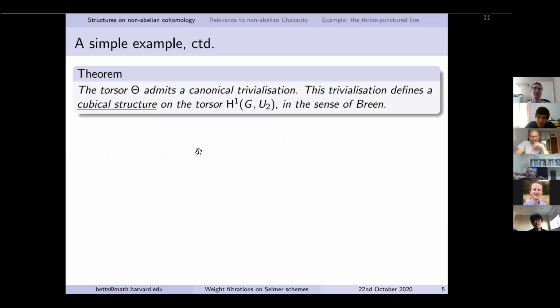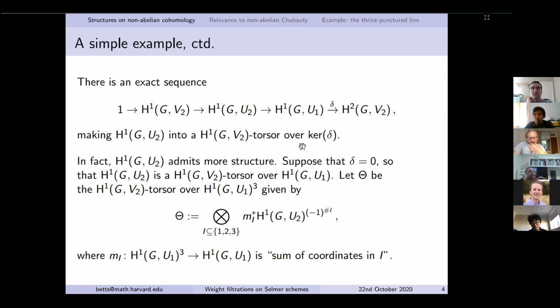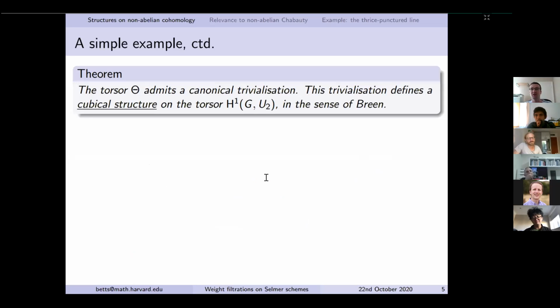Sorry, about this torsor: does it live over all of the cube of H1 U1 or the subscheme? So I've put this assumption in. Oh, sorry, yes, I missed that. To make things a little bit easier to understand, I'm going to have done this. This makes this rather point set approach a lot easier to describe.